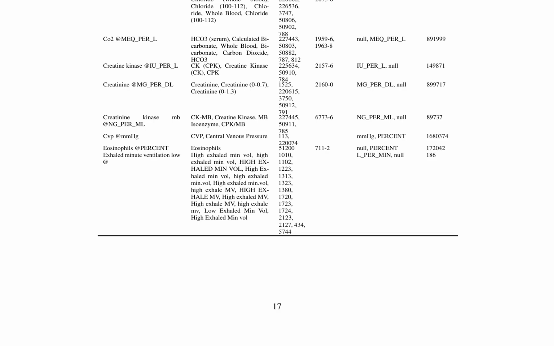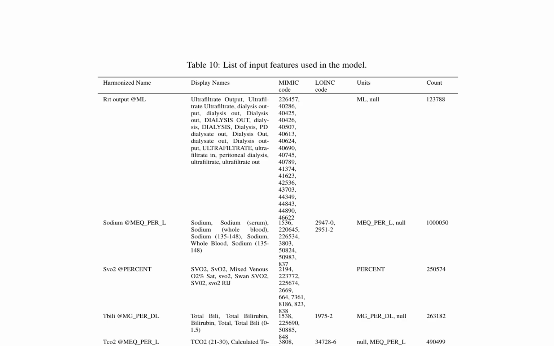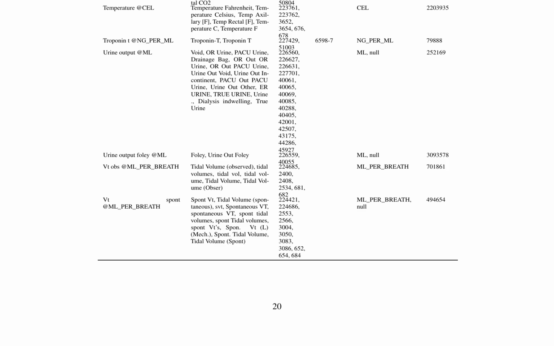The input features are categorized into groups such as respiratory parameters, cardiovascular parameters, laboratory test results, and other physiological parameters. Each feature is represented by a harmonized name, display name, MIMIC code, LOINC code, units, and count, with units of measurement specified for each parameter. This comprehensive dataset enables the development of a predictive framework that can accurately forecast patient outcomes, aiding in clinical decision-making.